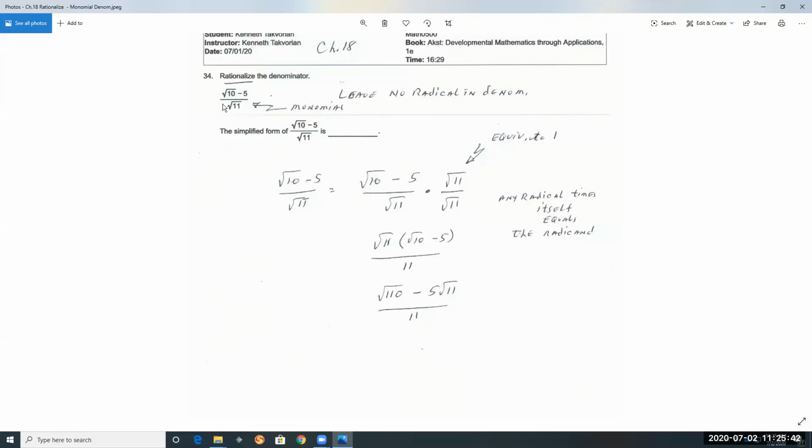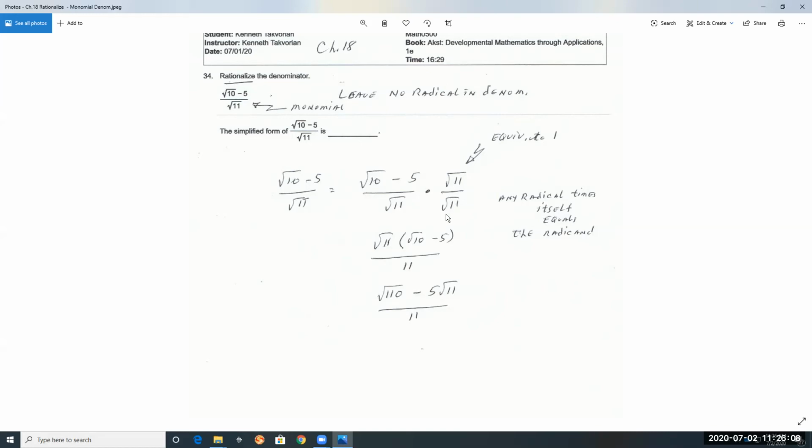Here we're asked to divide by a radical. One of the rules of radicals is leave no radical in the denominator. How do we get rid of this? This denominator is a monomial. The way we get rid of that radical in the denominator is to rationalize by a one factor. The one factor we want is the square root of 11 over itself.